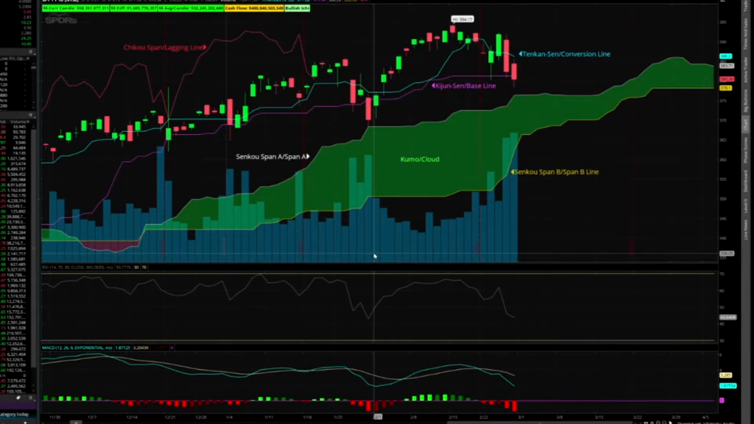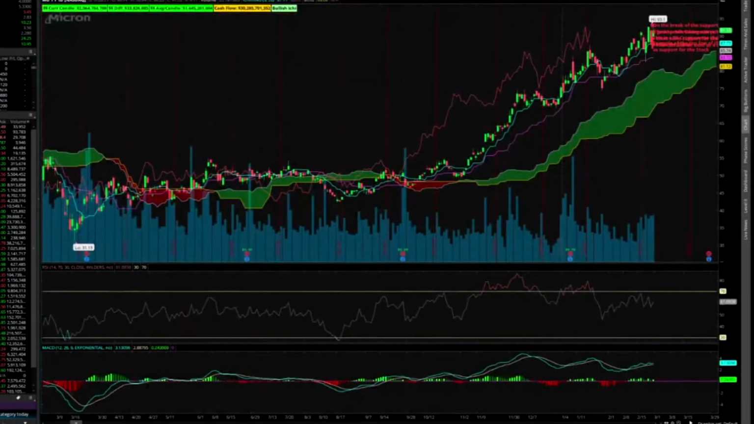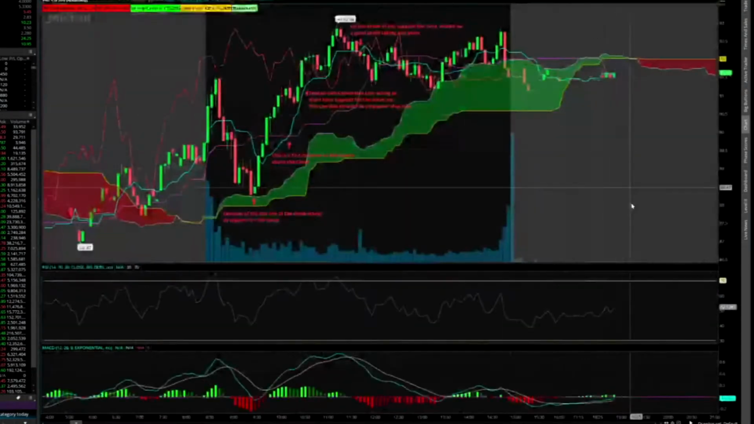So now that we've gone over all 5 lines of the Ichimoku cloud indicator, we'll go over how it's utilized to help you identify the trend of a stock and when to buy and sell. So let's go ahead and pull up a stock real quick. Let's say Micron. Let's look at a 1-day, 5-minute time frame.